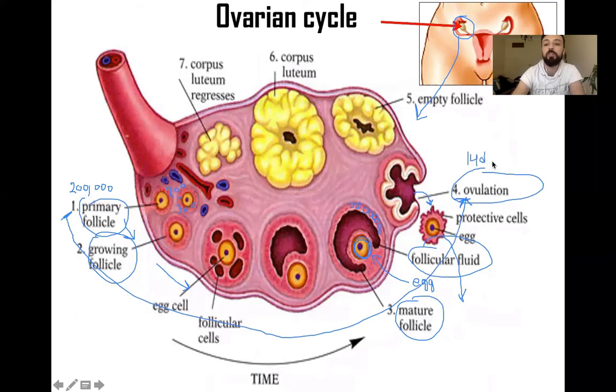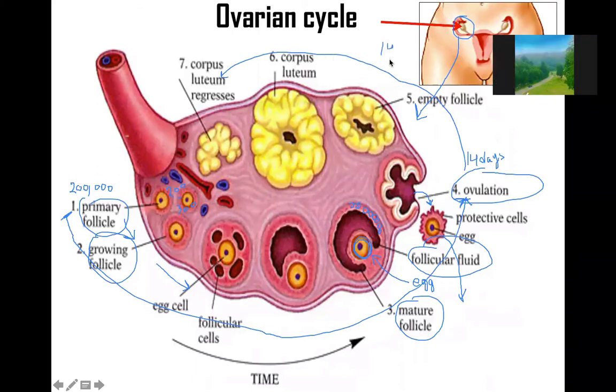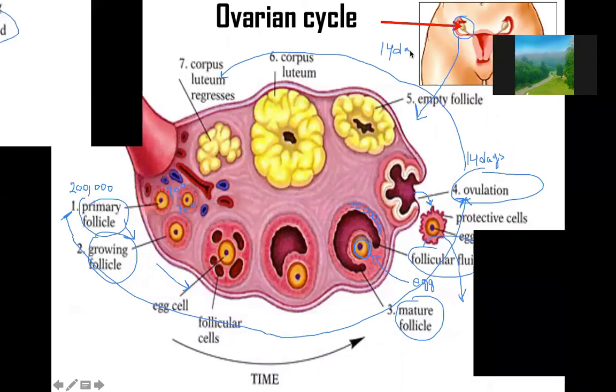No, the whole period takes how much? 28 days. But from the first phase, which is the development of primary follicles, till the day of ovulation, this takes 14 days. From the day of ovulation till the day the corpus luteum regresses or degenerates and dies, it will be another what? Another 14 days. So as a result, the total duration of the whole cycle would be 28 days.